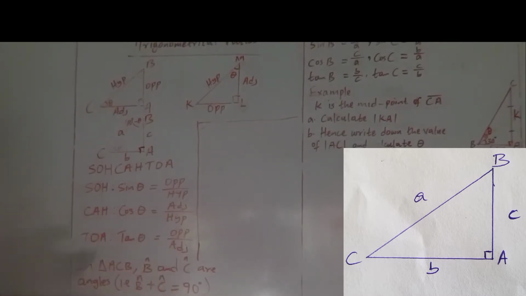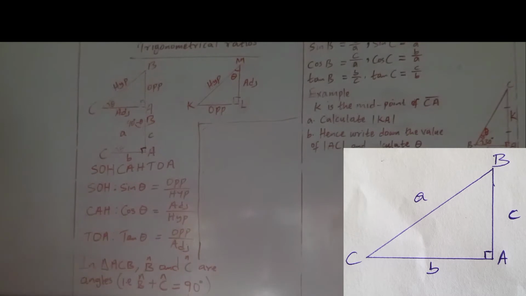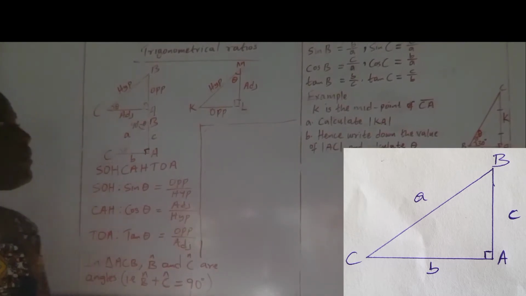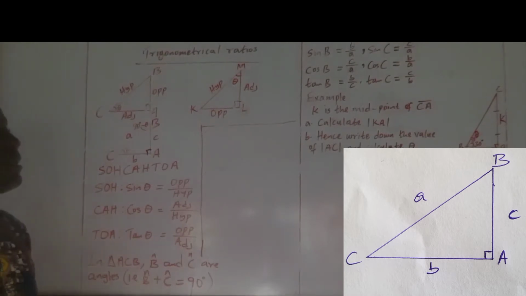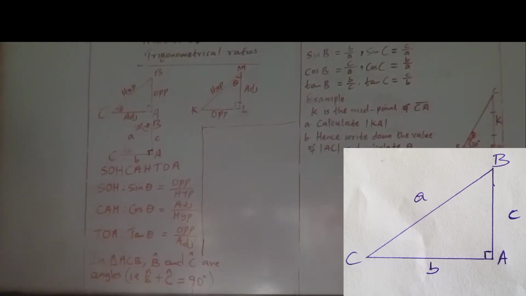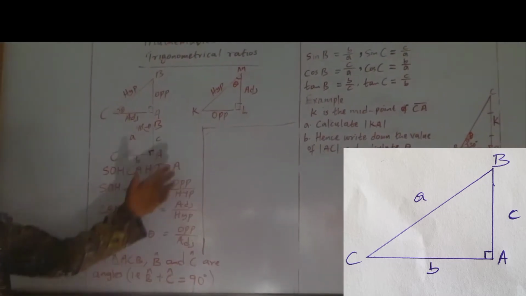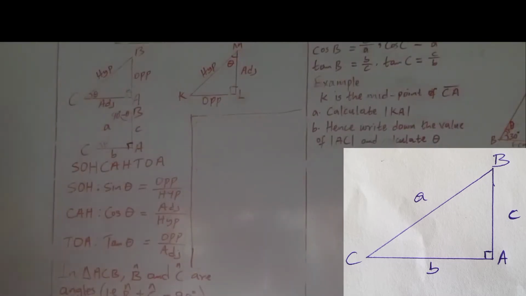Sin C, c over a. Cos B, c over a. Cos C, b over a. Tan B, b over c. And tan C, c over b. So we applied the knowledge we learned here earlier.